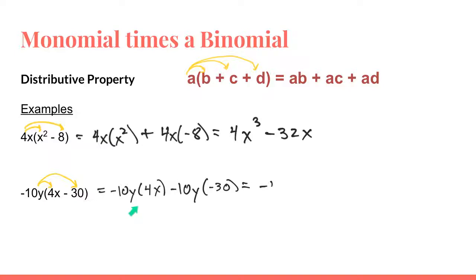So the first one is a negative 40xy, since x times y is just written as xy, and then negative times a negative is a positive 300y when you multiply these two. So be careful with the distributive property of a negative. That's where a lot of students tend to make mistakes when they're multiplying polynomials.